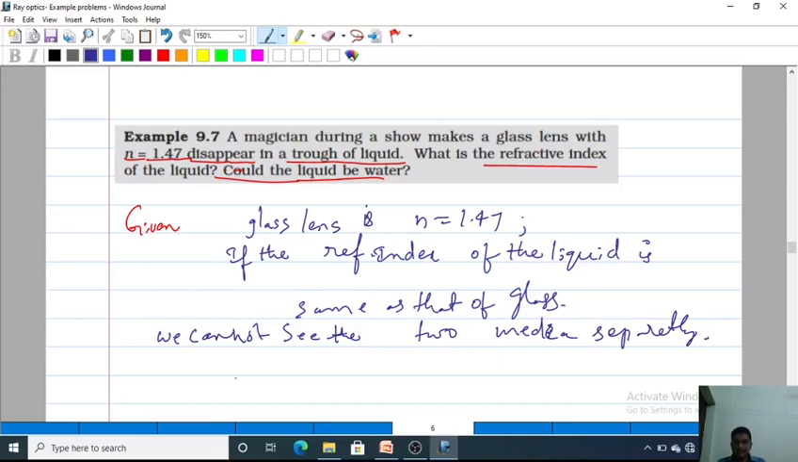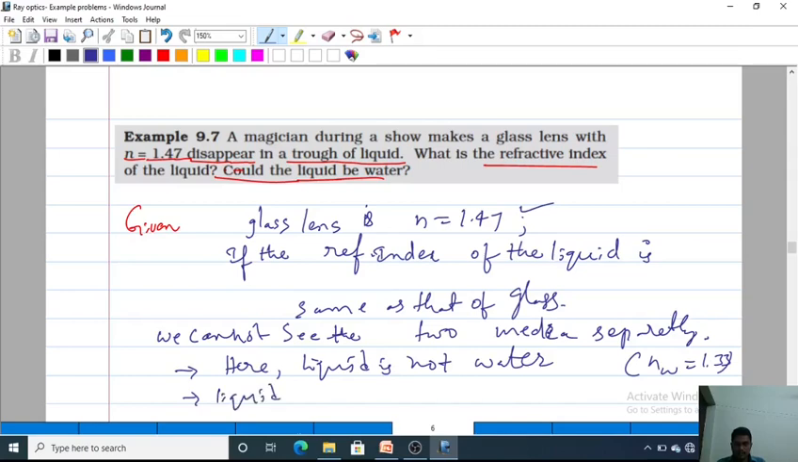Okay, but what is the liquid here? The liquid is not water. Why? Because the refractive index of water is 1.33, but here the refractive index of the glass is 1.47. So the liquid could be glycerin, whose refractive index is about 1.47. Okay, this is example number 9.7.